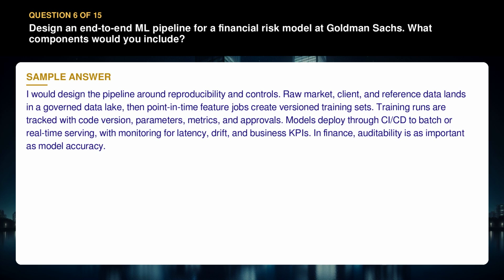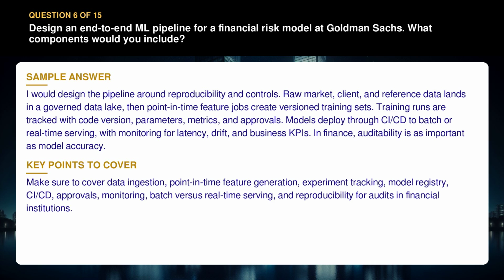Training runs are tracked with code version, parameters, metrics, and approvals. Models deploy through CI/CD to batch or real-time serving, with monitoring for latency, drift, and business KPIs. In finance, auditability is as important as model accuracy. Make sure to cover data ingestion, point-in-time feature generation, experiment tracking, model registry, CI/CD, approvals, monitoring, batch versus real-time serving, and reproducibility for audits in financial institutions.